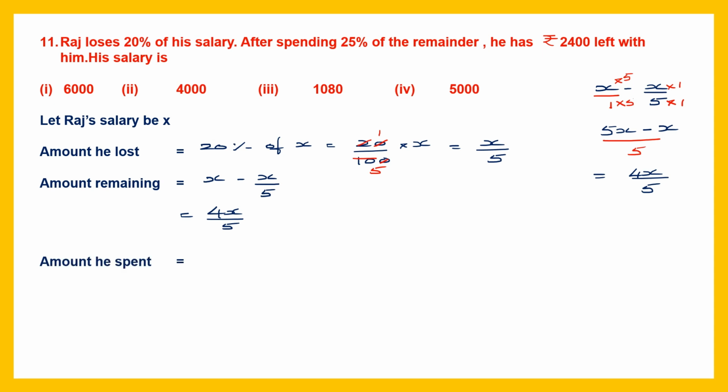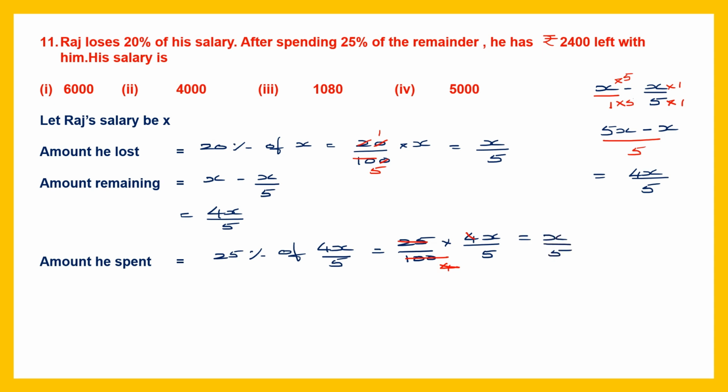Now, the amount he spent, and that is 25% of the remainder. 25% of the remainder is the amount remaining. So the amount he spent is equal to 25% of the remainder, that is of 4x by 5. Now this also let's simplify. So that will be 25 by 100 into 4x by 5. Here I can simplify 25 fours are 100 and I can cancel this 4 and this 4. So what do I have here? I have x by 5. So let's write it as x by 5.